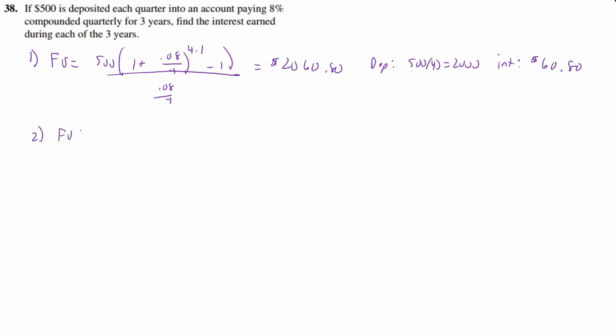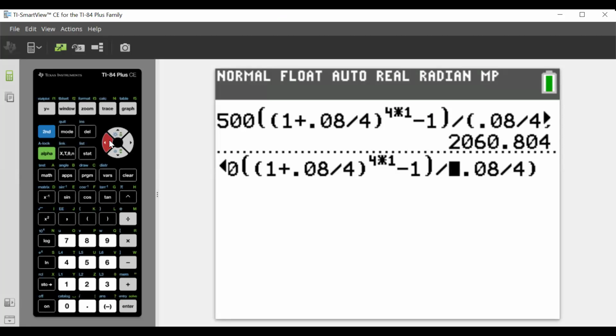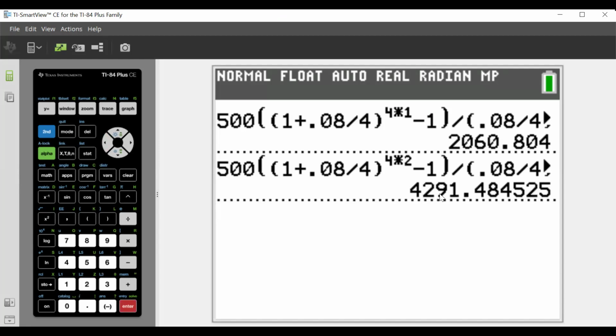All right, so year 2. So here, future value is going to be what? Well, now we're going to have 500 times, and that probably is missing a parenthesis there, 1 plus 0.08 divided by 4. Now we're going to have 4 times 2 minus 1, and then that's all over the 0.08 divided by 4. So now, luckily, hopefully, we can just say second enter, and now we just go back here and put a 2. Now it says $4,291.48.